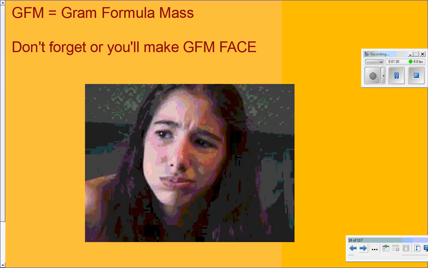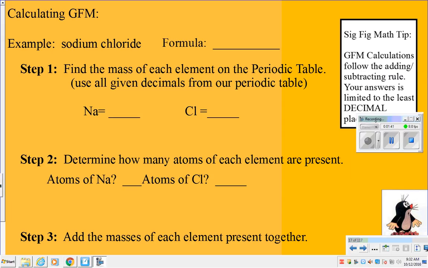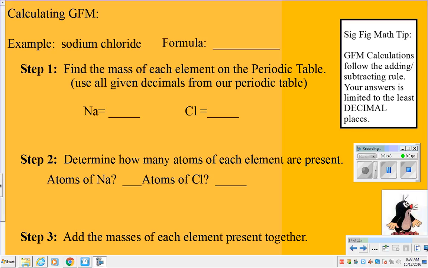So when you hear the abbreviation GFM, don't get confused. Don't make the confused face. GFM stands for gram formula mass. A little sig fig tip: when we're doing these GFM calculations, technically follow the adding and subtracting rule. So your answer is limited to the least decimal places available.